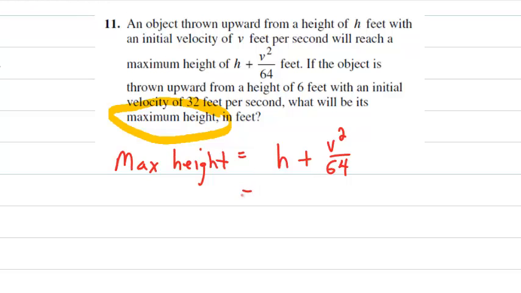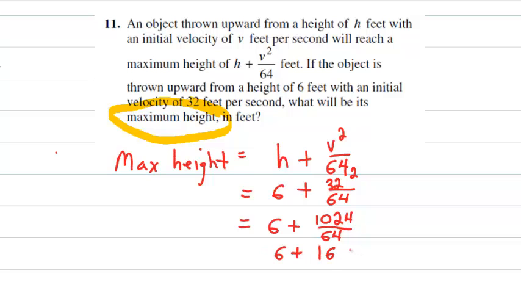So that's a height of 6 feet plus a velocity of 32 squared over 64, so whatever that number is, that'll be our maximum height. 32 squared is 1024. The 64 stays on the bottom, and we still need to add that to 6. 1024 divided by 64 is 16. So we have 6 plus 16. And a really difficult looking question turned out to be really easy. 6 plus 16 is 22.